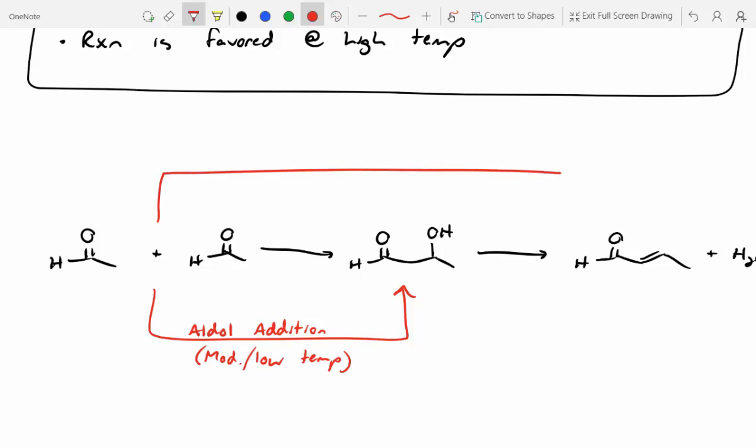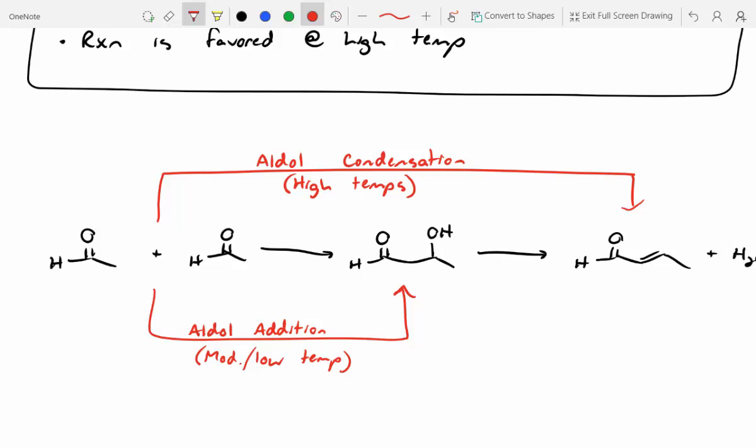However, if we want to just overshoot and go directly to our final product, we don't call it an aldol addition anymore, we just call it an aldol condensation. The key takeaway from this chapter is that enolates act as really good nucleophiles and will do all sorts of unique substitution chemistry. All right, let's take a look at another example.